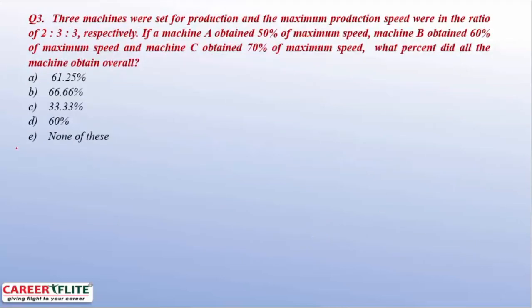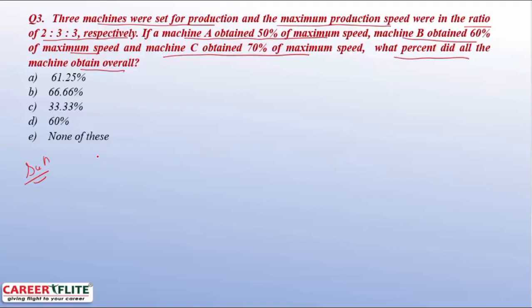Now moving to the next question. In the next question we have 3 machines set for production and the maximum production speeds were in the ratio of 2:3:3 respectively. If machine A obtained 50% of the maximum speed, machine B obtained 60%, and machine C obtained 70% of the maximum speed, what percentage did all the machines obtain overall? What will be the overall percentage? So let's move to the solution.